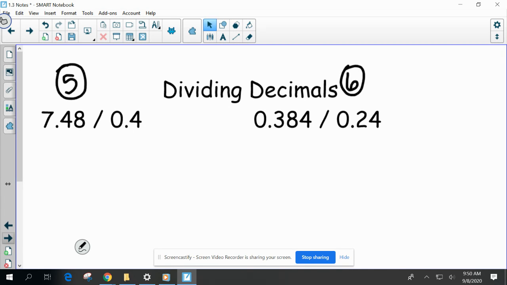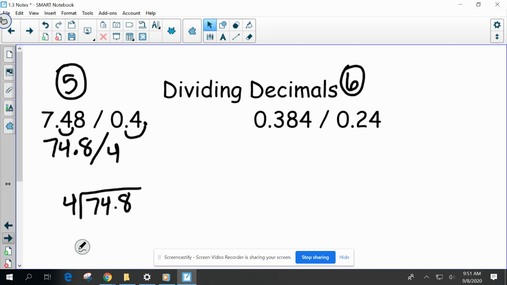So in order to get rid of it, you multiply by 10, but really it's as easy as just moving the decimal to the right. So we're going to move this to the right 1. And then whatever we do to the denominator, we have to do to the numerator. So we're going to also move this to the right 1. So this essentially becomes 74.8 divided by 4. So we got rid of the decimal in the denominator. Okay, so then I'm going to set up long division. So 4 goes on the outside, 74.8 goes on the inside. And then I'm going to carry my decimal straight up.